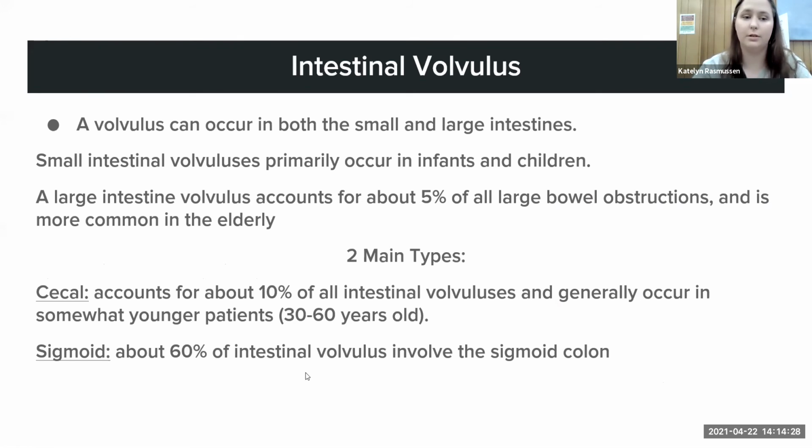A large intestine volvulus accounts for about 5% of all large bowel obstructions and is more common in the elderly. There are two main types, a cecal and a sigmoid. The cecal accounts for about 10% of all intestinal volvuli and generally occurs in somewhat younger patients in the 30 to 60 year range. The sigmoid volvulus accounts for about 60% of intestinal volvuli, and they involve the sigmoid colon.